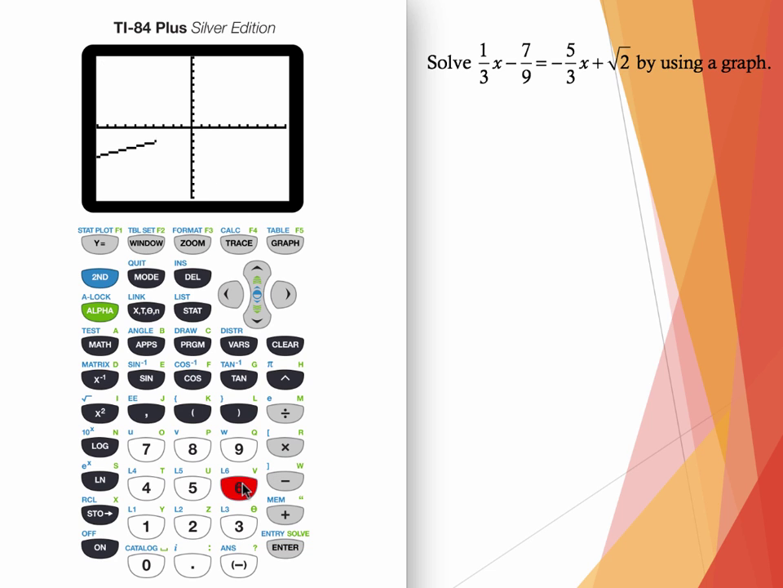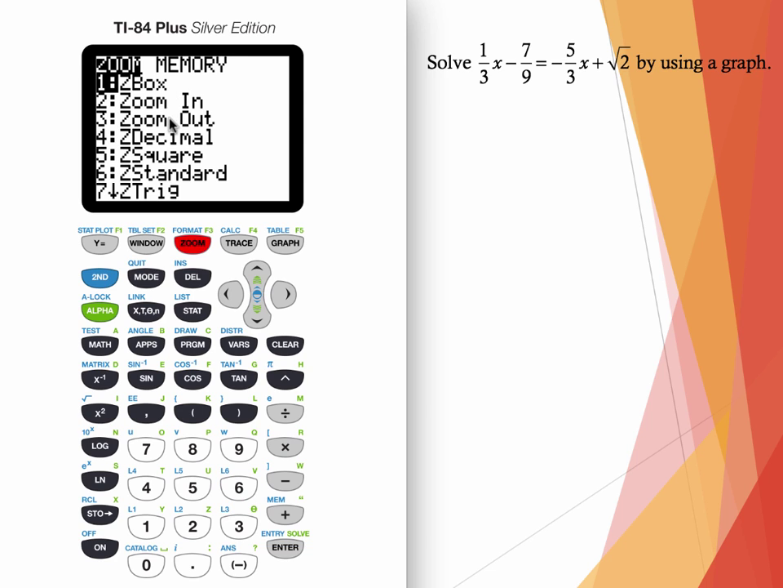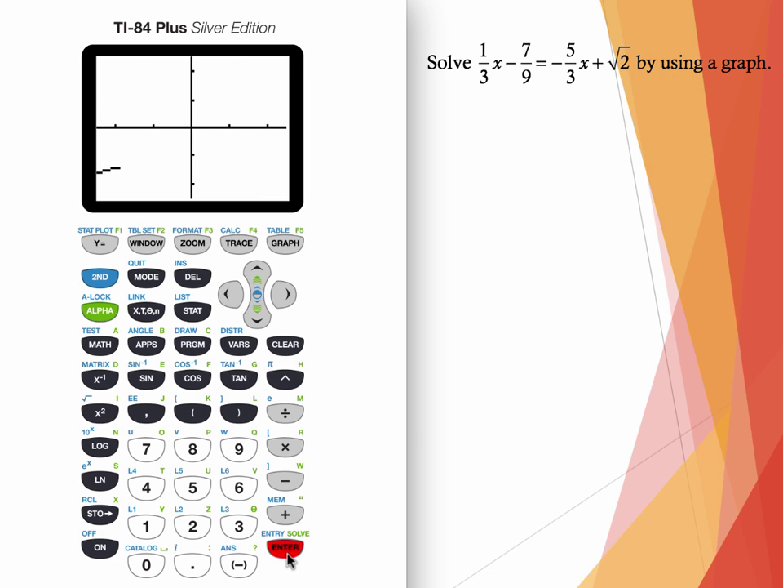Zoom 6. Let's see if we see an intersection, which we do. If we didn't see an intersection, we have a couple options. We can zoom in or out, which say I wanted to zoom in, I would hit option 2, and then you have to hit enter in order to zoom in. So this gives us a little bit nicer view of our intersection.